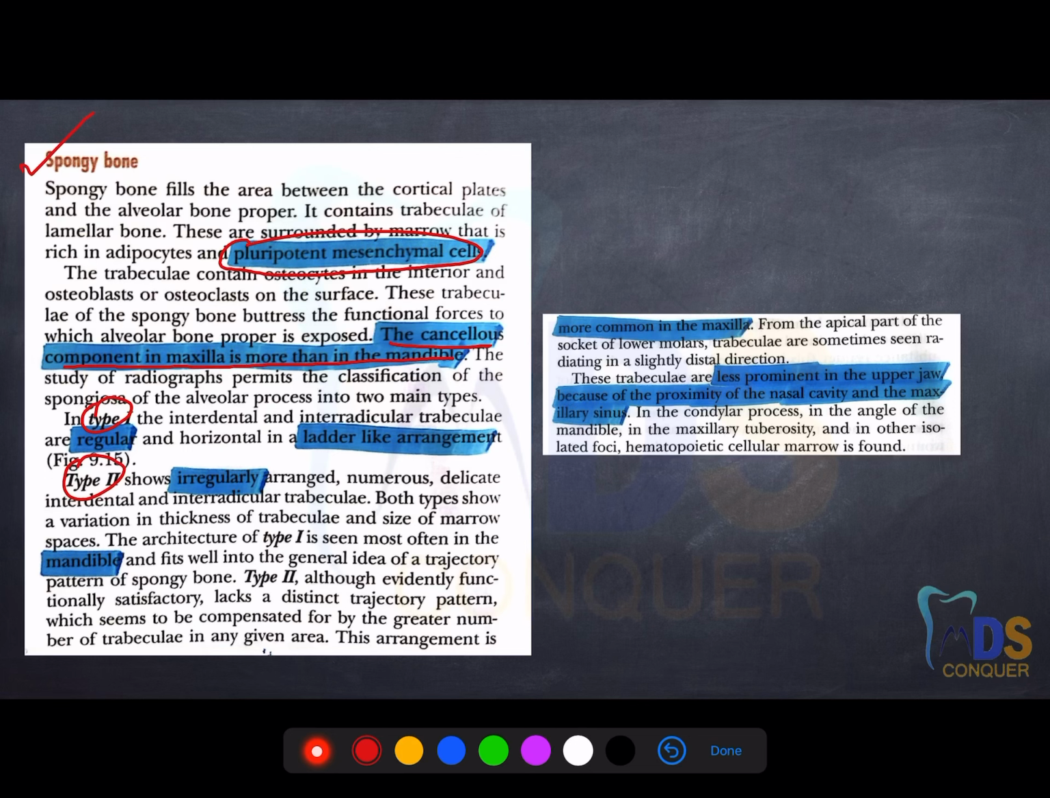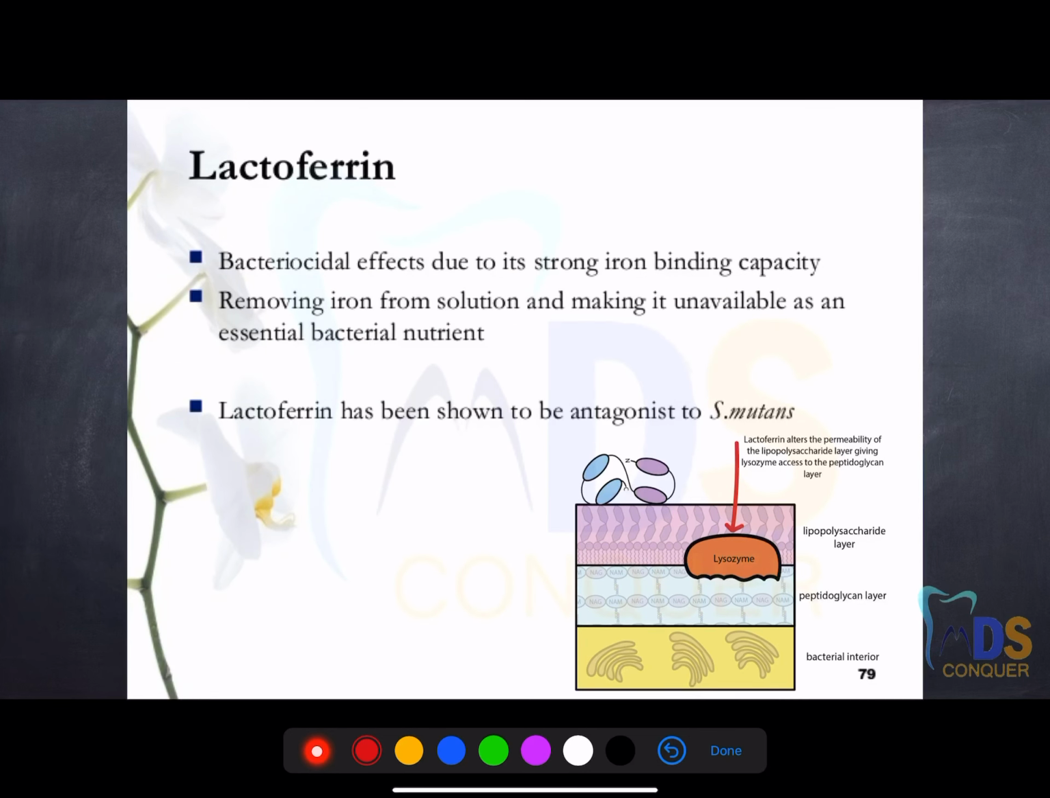This content is important. Questions are being asked on lactoferrin. Already we have learned about the saliva and the components of saliva. So lactoferrin has a bactericidal effect due to its strong iron binding capacity. It removes the iron from the solution and makes it unavailable as an essential bacterial nutrient. So that is the main reason how lactoferrin works.